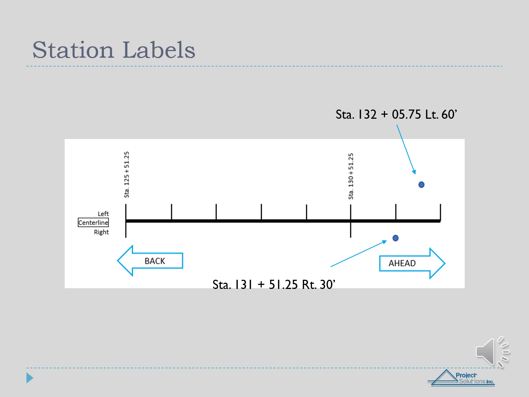If we stood the center line up, then we would get a left and right side of the center line. We can use this to help describe a point. Let's take this first point. It is above the center line, which means it is to the left of the center line. If we count the ticks, we see we are further than 1 tick from station 130 plus 51.25 and not quite 2 ticks away. We are told this point is at station 132 plus 05.75 on the center line. The LT60 means that it is 60 feet left from the center line.